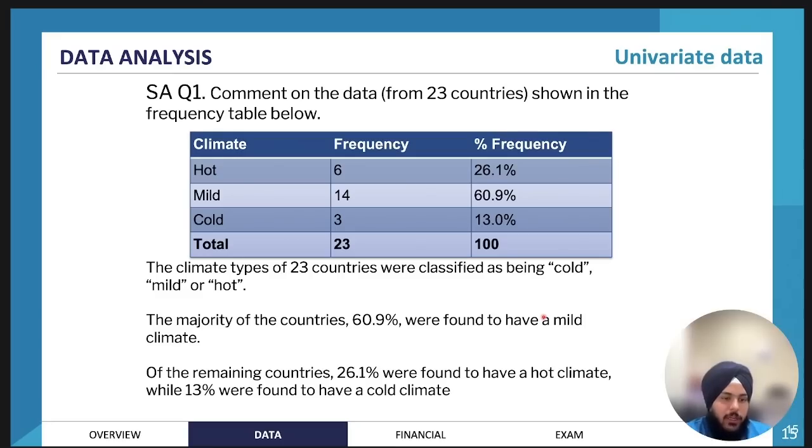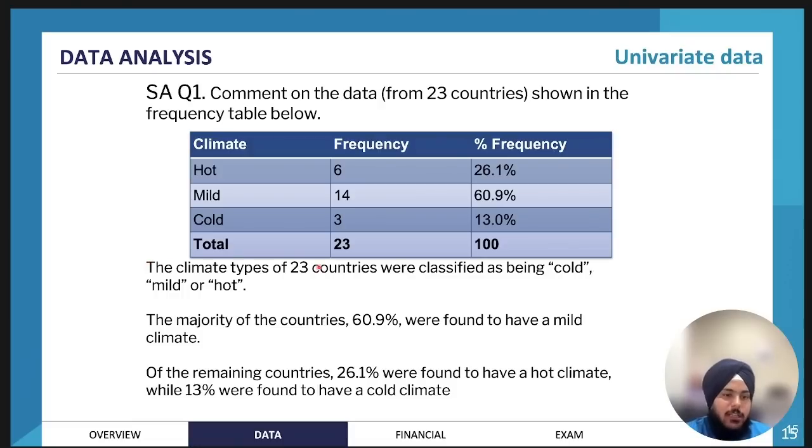Okay, here is a typical question that you might get. Comment on the data from 23 countries shown in the frequency table below. So the first step is describing the data, or just summarizing the context.